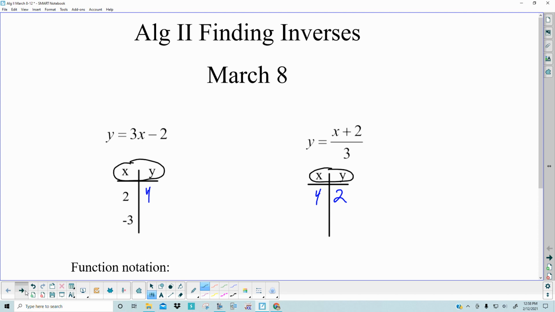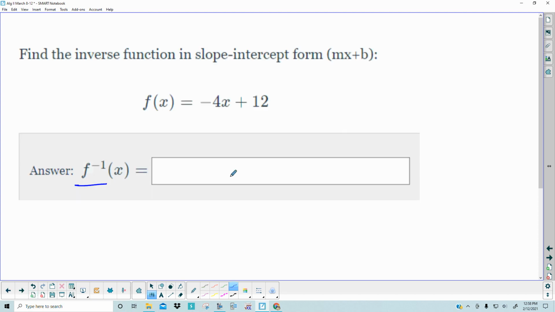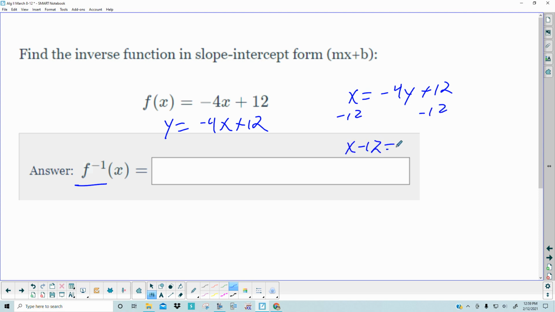So how do you find an inverse? This you knew was y. How do you find its inverse? You switch the x and y and solve for y. Subtract the x, subtract the x. x minus 12 is equal to negative 4y. Divide by negative 4 the whole thing.